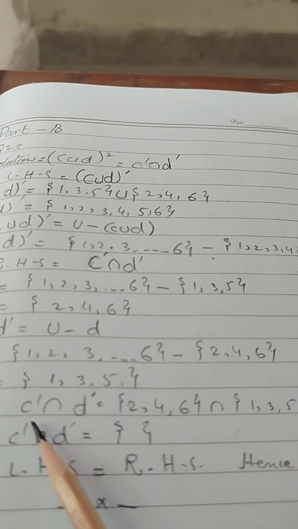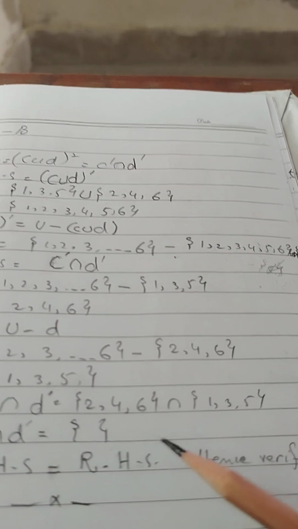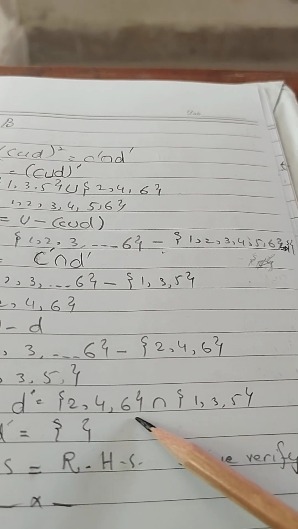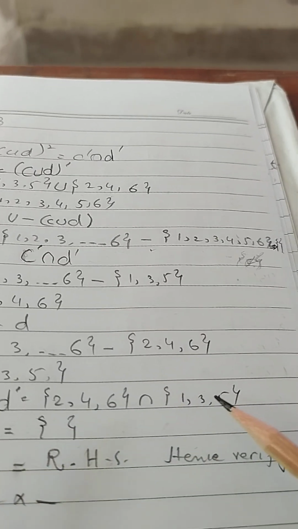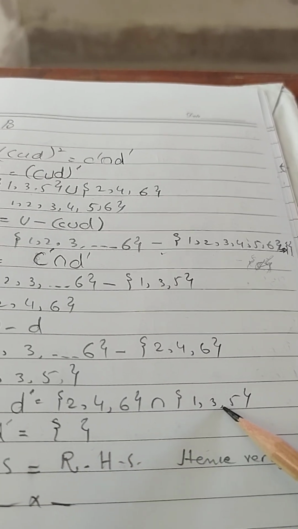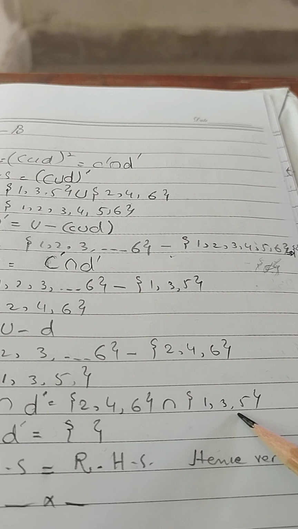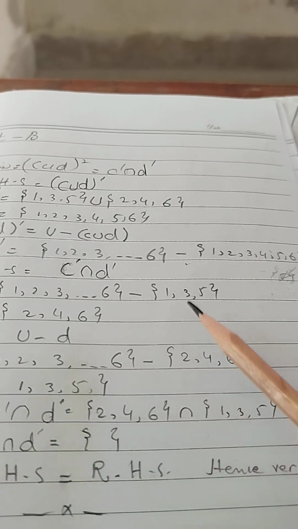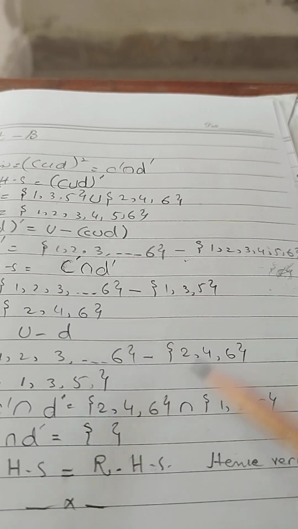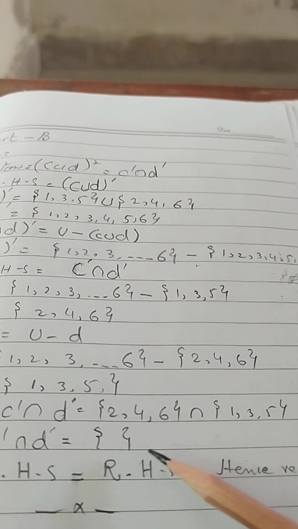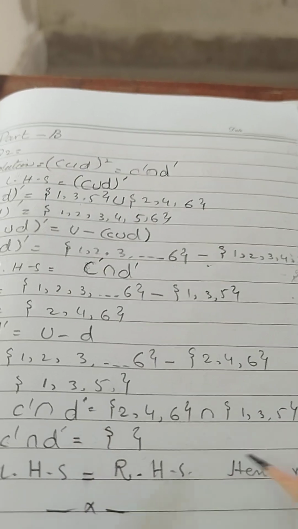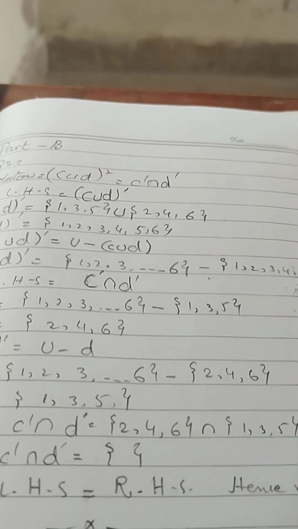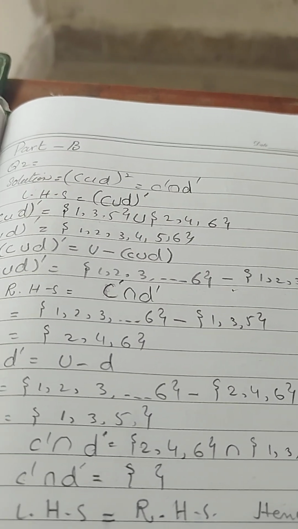Now we find C complement intersection D complement. The answer of C complement is 2, 4, 6. Intersection with D complement, whose answer is 1, 3, 5, so our answer is the empty set. In our left hand side the answer is the empty set and the right hand side answer is also the empty set. Hence verified, left hand side is equal to right hand side.